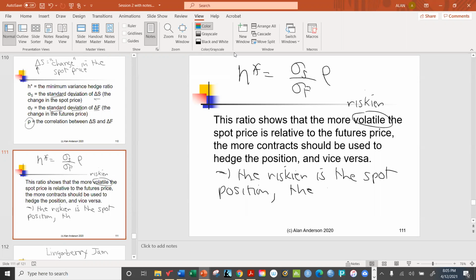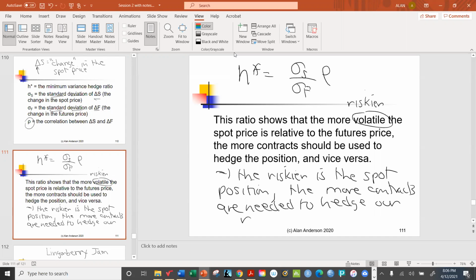the more contracts needed to hedge our risk. Which makes sense. The more that the spot price bounces around, remember the spot asset is the one that's being hedged, the more it bounces around, the more contracts we should expect to buy to offset all those changes.